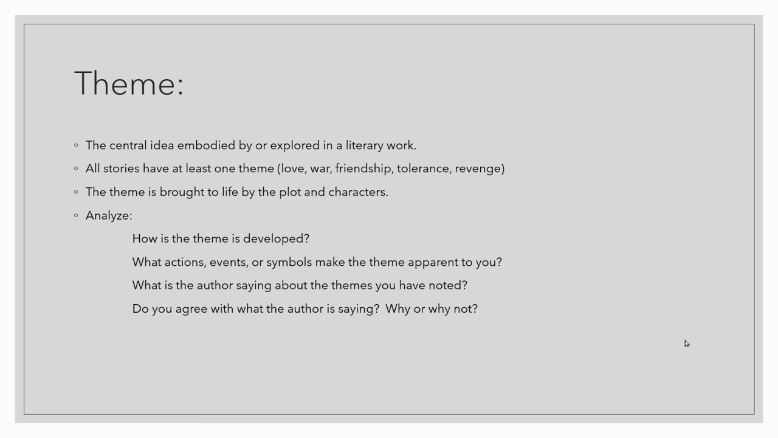So you need to analyze, how is the theme developed? What actions, events, or symbols make the theme apparent to you? What is the author saying about the themes you have noted? And also, do you agree with what the author is saying or not? And why? Why do you agree or why don't you?